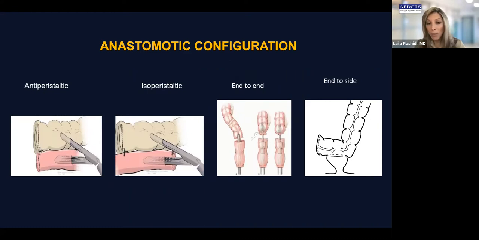For right side, I always do isoperistaltic, and I know Dr. Clearly is going to give an amazing talk about the right colon, so he'll go more into how those anastomoses are. And then as far as your lower anastomosis, you can do either end to end or end to side. With intracorporeal, I tend to do more end to side, and I'll show you why and how it's easier.